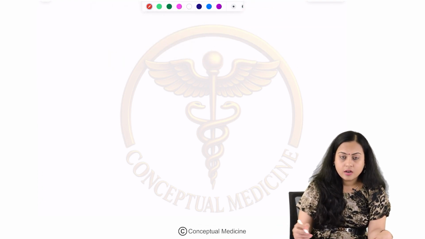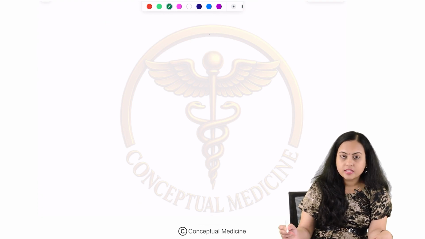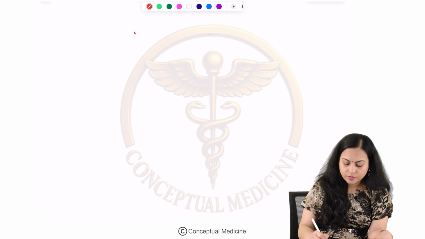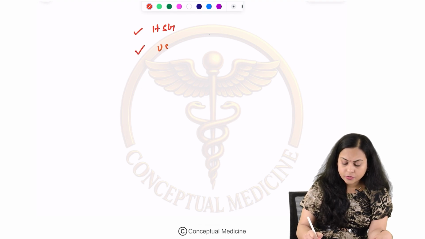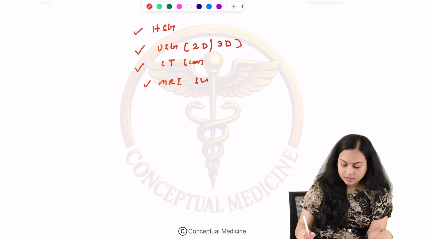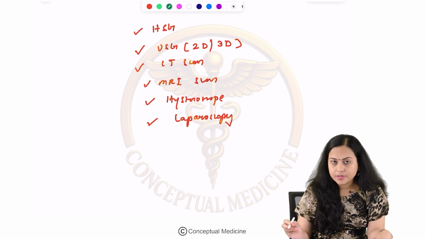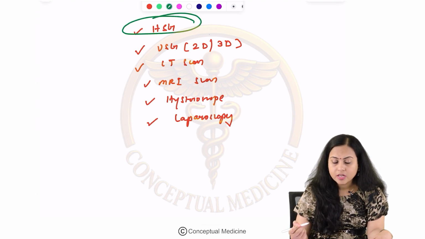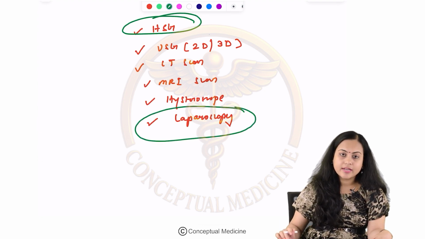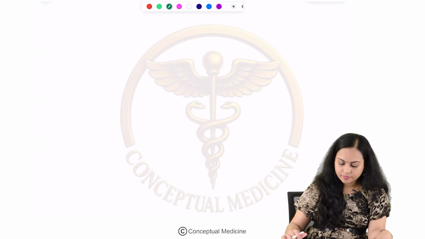As I said, most of the women are asymptomatic, and the diagnostic methods for Müllerian anomalies include hysterosalpingogram and ultrasonogram, which can be in 2D or 3D mode. You can even go for a CT scan, MRI scan, or hysteroscopy or laparoscopy also. Among these, the most commonly used method to differentiate between the various types of Müllerian anomalies is hysterosalpingogram, and laparoscopy is the gold standard for diagnosing Müllerian anomalies, right?